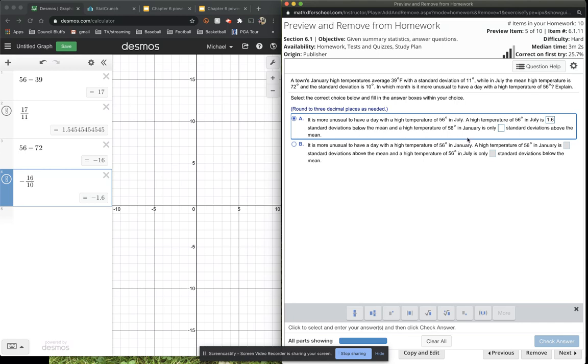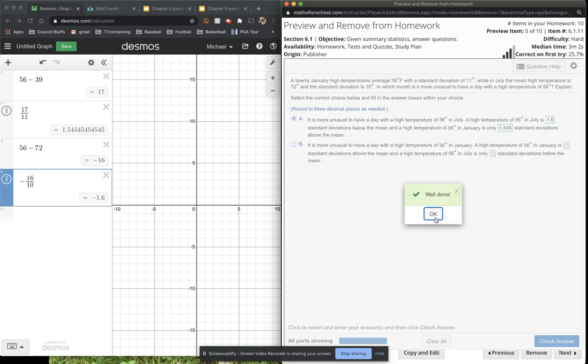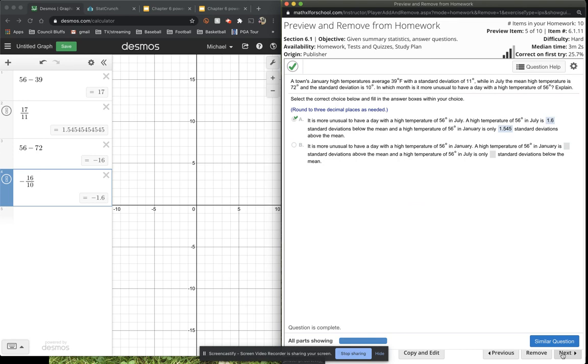Okay, and a high temperature of 56 degrees in January is only, okay, notice it says to round to 3, so it's going to be 1.545 standard deviations above the mean. Okay, so again, we found the z-score. The one for July was farthest away from zero, so therefore that is the one that's more unusual.